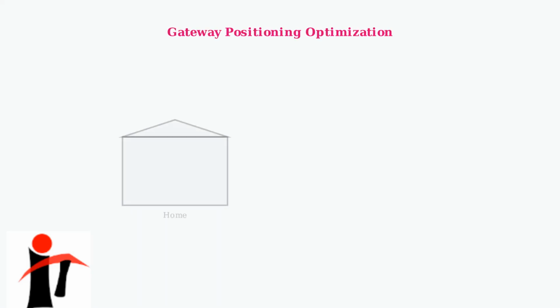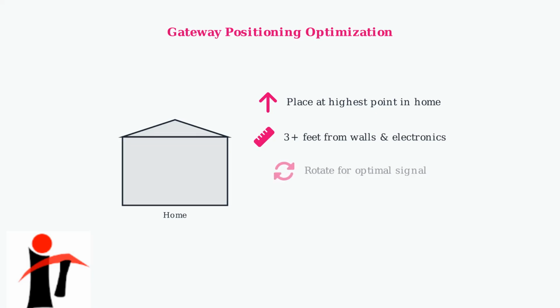Proper gateway positioning is crucial for optimal performance. Place your gateway at the highest point in your home for better signal reception. Ensure at least 3 feet of clearance from walls and electronic devices to minimize interference. Finally, rotate the device to find the orientation that provides the strongest signal connection.